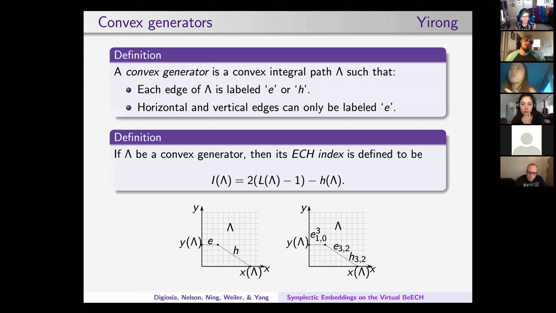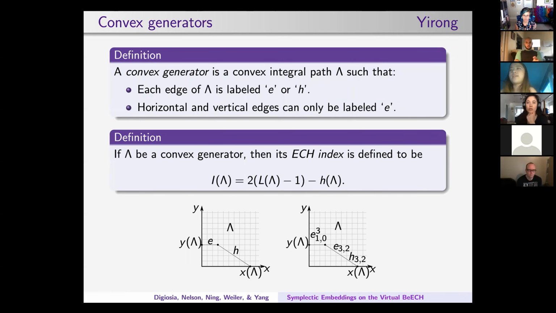So we write lambda equals e10 to the third, e32, h32. And the 32 just gives the displacement vector for that edge. The formula in the second definition will be very useful to us. This is called the ECH index of a convex generator. Here, L of lambda means the number of lattice points enclosed by lambda and the XY axes, including the ones on the boundary. And H of lambda just means the number of edges of lambda that are labeled h. So in this example we have here, H of lambda is just 1.